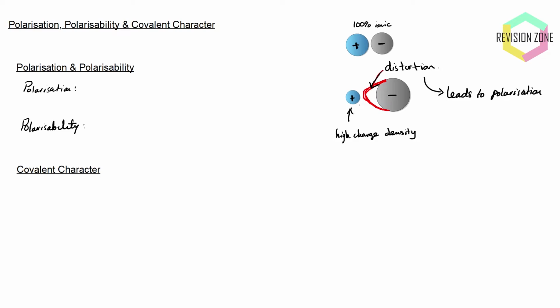And the level of polarization is determined by the ability for the positive ion, the cation, to distort the anion's electron density. Okay, so it's the ability for the cation to distort the electron cloud or electron density. Let's put electron cloud around the negative ion or anion.